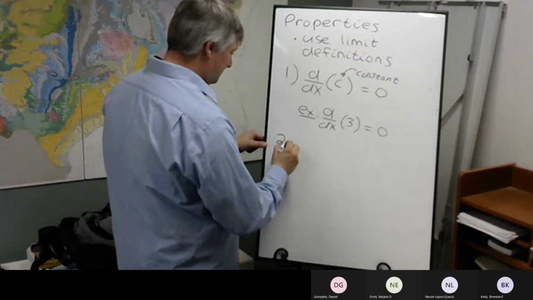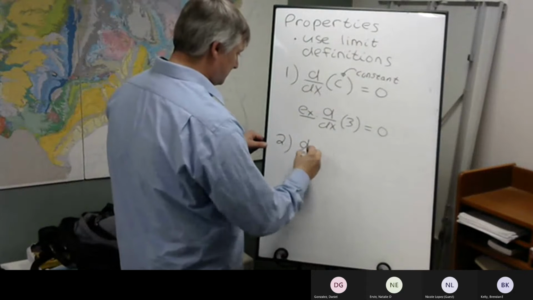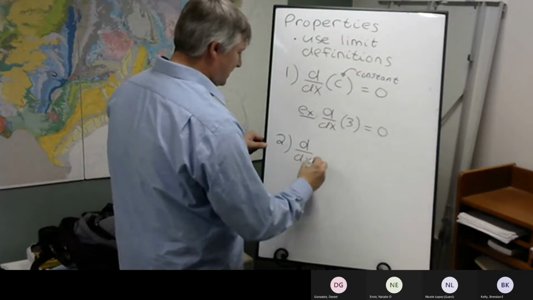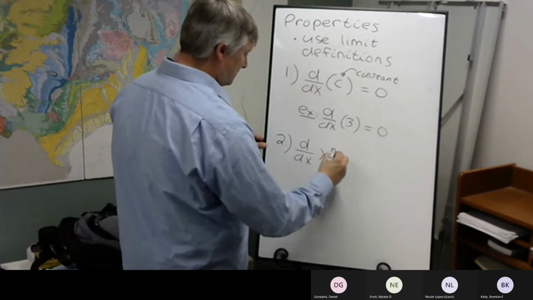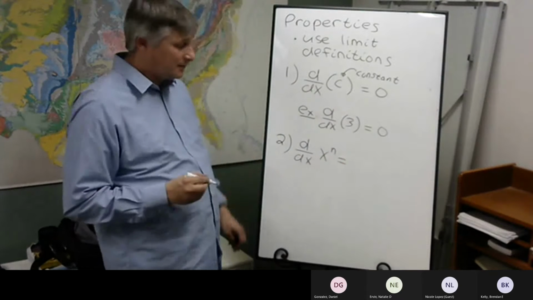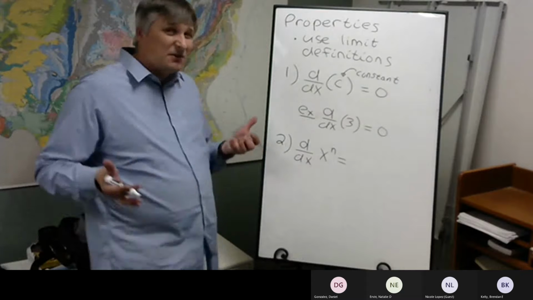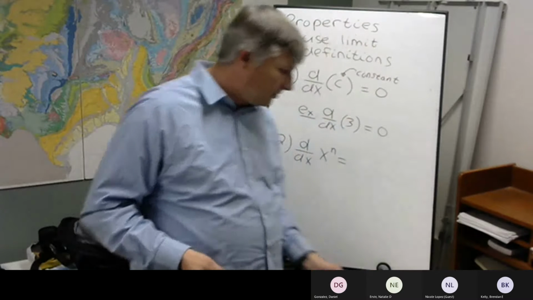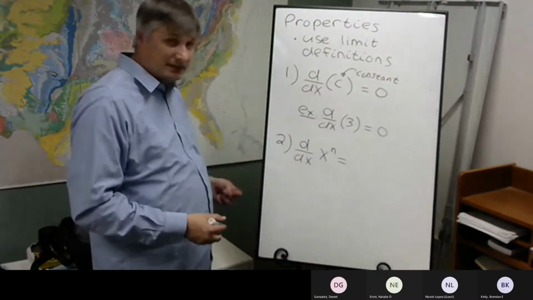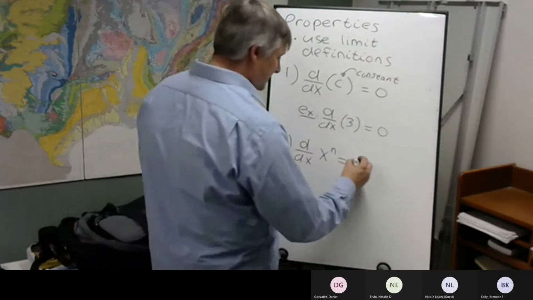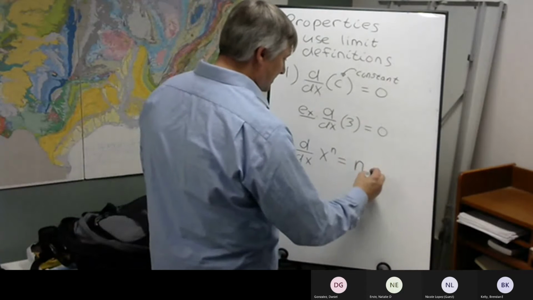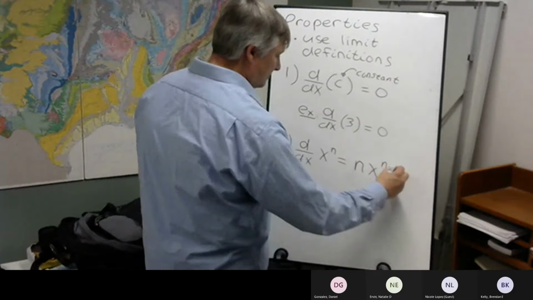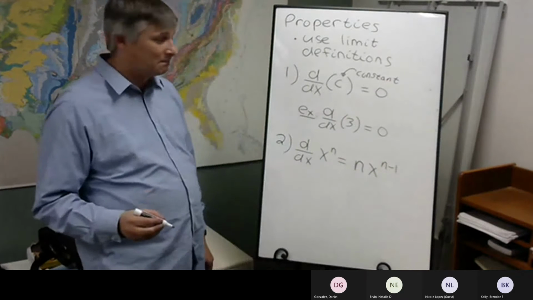Now this one, d/dx of x to the n. And this is a formula you're going to be able to use. And this actually holds for any real number n. But it's going to be n times x to the n minus 1.